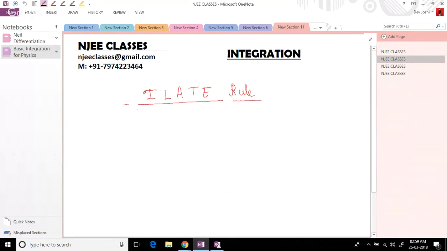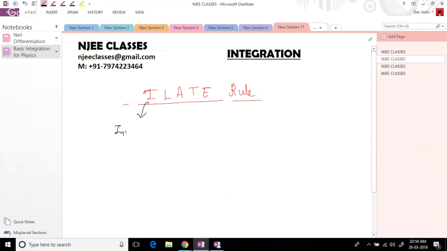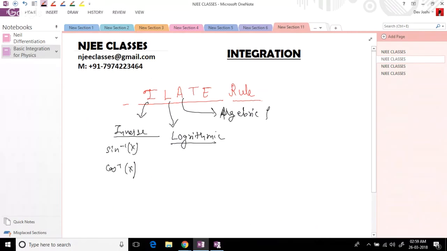Now there is a rule that is called the ILATE rule. I stands for inverse function, inverse trigonometric function like sine inverse x, cos inverse x. L stands for logarithmic function, A stands for algebraic functions, T stands for trigonometric functions, and E stands for exponential functions. Okay, so this is the rule.